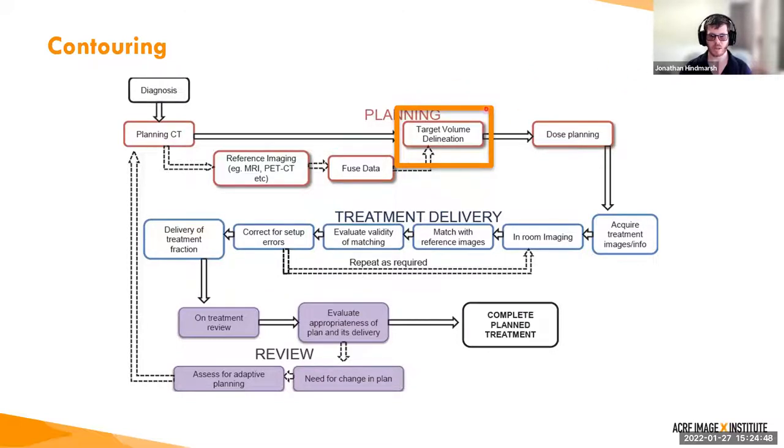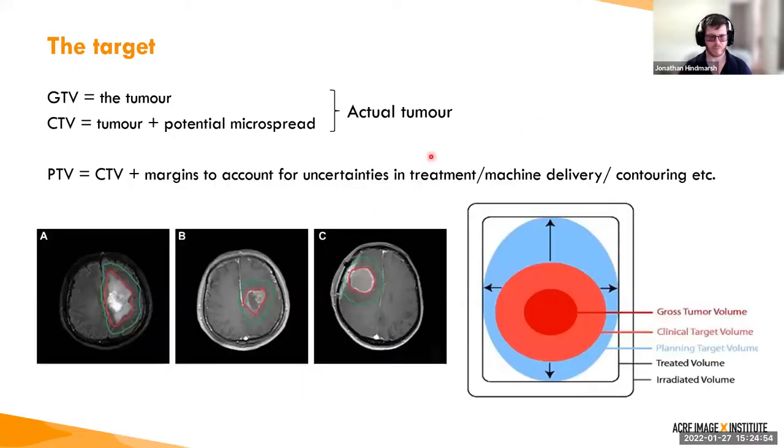So target volume and organ at risk delineation. So we have the target. This is what we want to hit. The target is broken down into three volumes. The first one is the gross tumor volume. So that's the actual tumor that you can see, in this case, the red. You have a CTV, which is the actual tumor, the GTV, plus an expansion that is defined in literature typically.